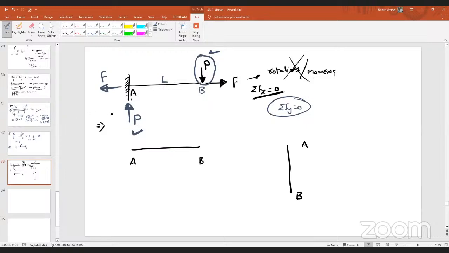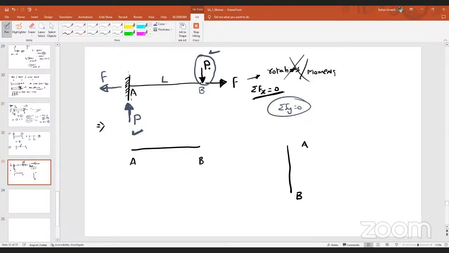Now, these two are trying to rotate your member. In which direction? Imagine this is in the upward direction and this is in the downward direction. They are trying to rotate your member in the clockwise direction. Do we want to allow the rigid body rotation? We don't want to, right? How will we avoid it? By applying a moment in the opposite direction.